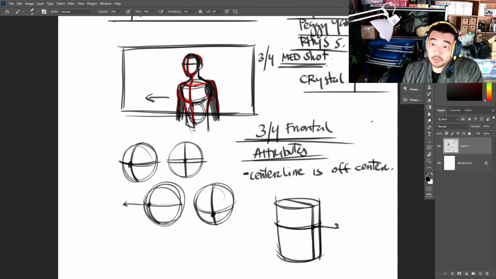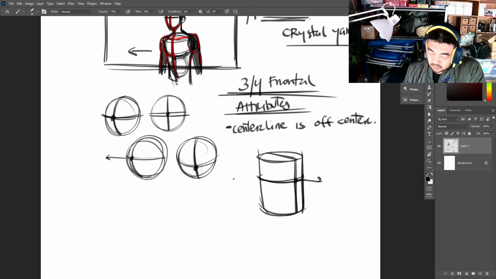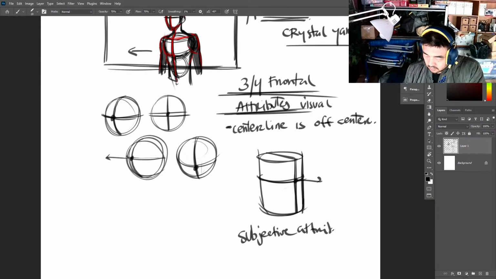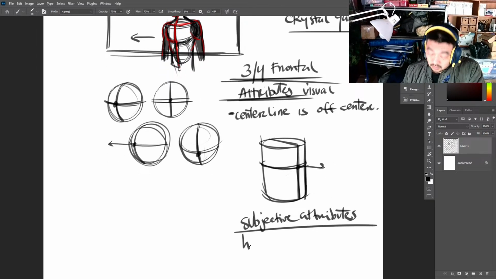Raphael, what do you mean by full body shot? Is that something where you want to see me draw the full body? So these are visual attributes, and these are subjective attributes. Subjective is hiding something.